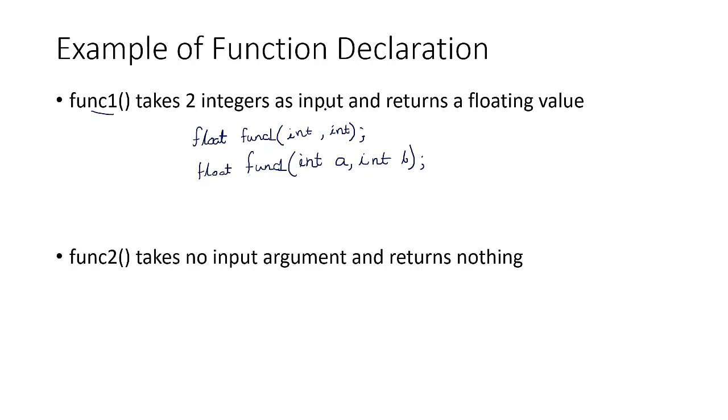Next, the function name is func2, and it will take no input argument and return nothing. When a function is returning nothing, its return type will be void. That will be followed by the function name. Here the function name is func2, and as it is not taking any input argument, we write an opening parenthesis and a closing parenthesis. As you know, a function declaration should end with a semicolon. So that's it. Now take another example.